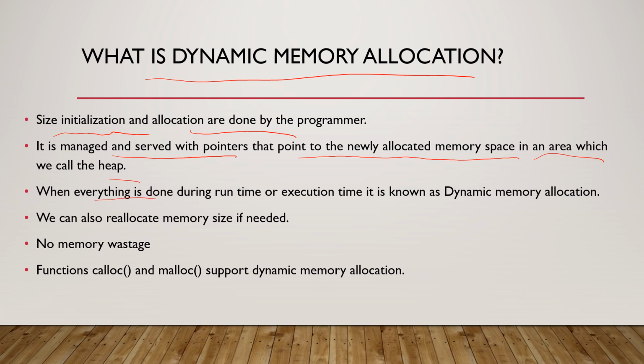When everything is done during runtime or execution time, it is known as dynamic memory allocation. We can reallocate memory size if needed. In dynamic memory allocation, there is no wastage of memory. Basically, we implement dynamic memory allocation with the help of two functions, calloc and malloc.